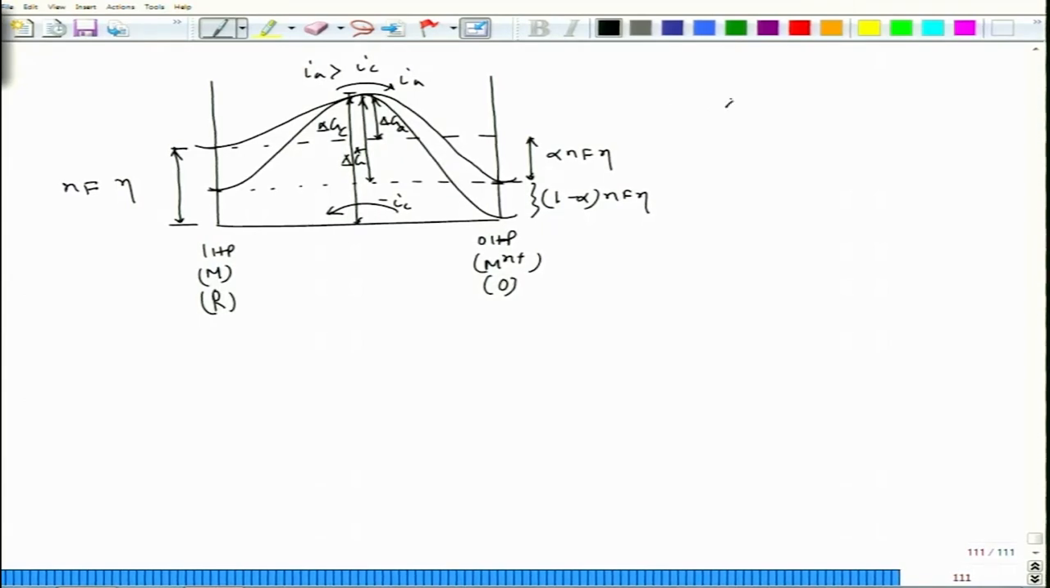So delta G C equals delta G star plus 1 minus alpha n F eta. So, this plus this much, whereas delta G A equals delta G star minus this much. So, delta G star minus alpha n F eta. And we are assuming that alpha is equal to 0.5, that means the distribution of this total change in free energy towards the activation energy is the same quantity. So, these two are equal since alpha equals 0.5.